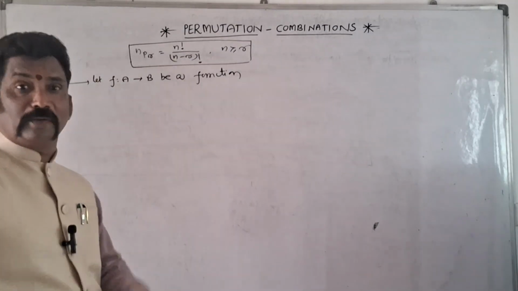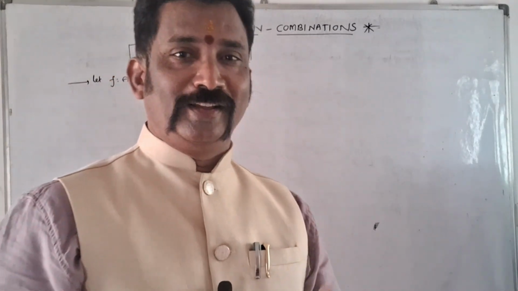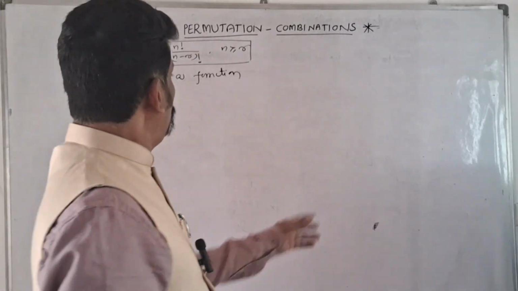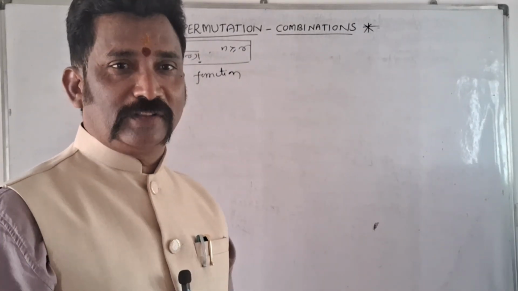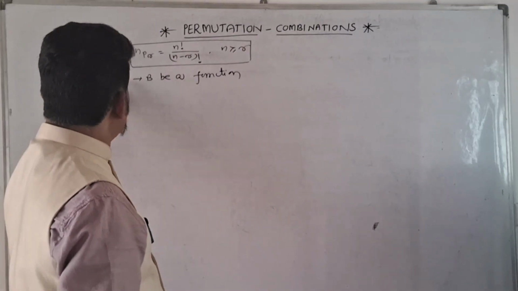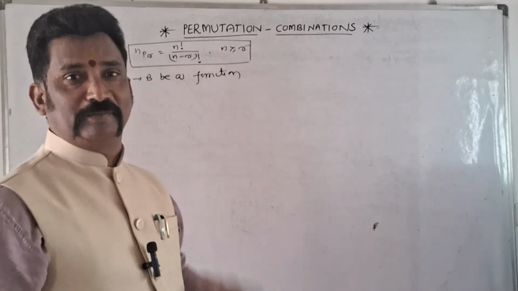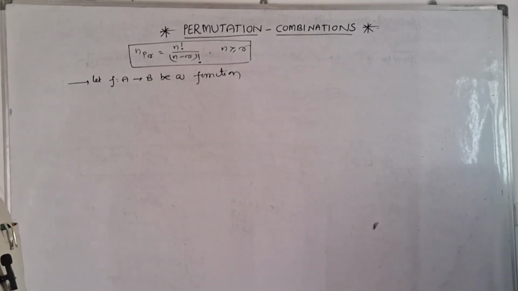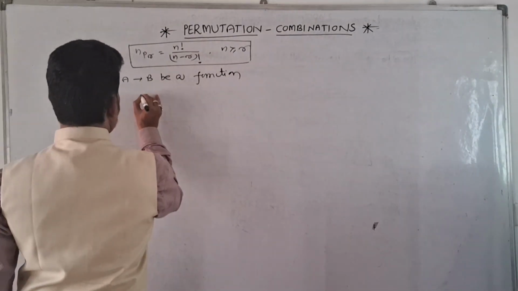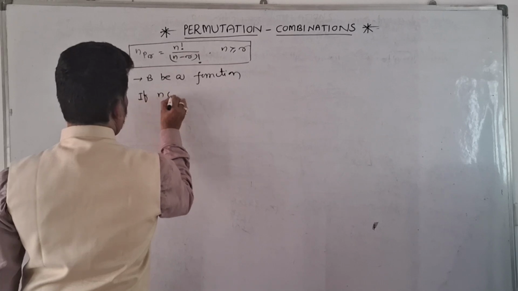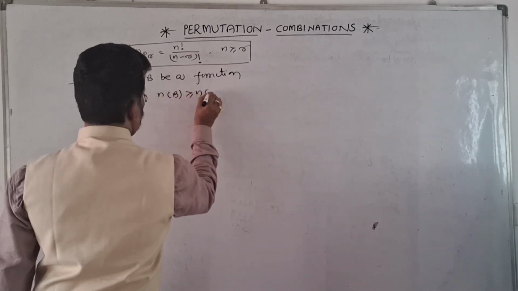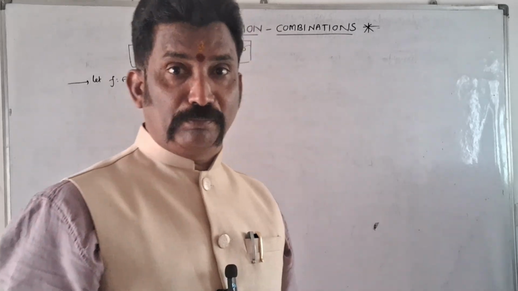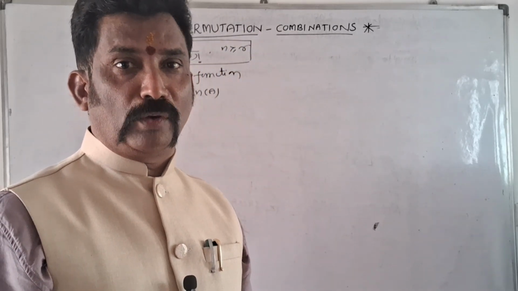Fun is very important. Without fun, you can't define a function. So here, let f map A to B be a function, whatever the nature of the function. Here, A is called the domain and B is called the codomain. And suppose n of B is greater than or equal to n of A, that is, the number of points in the set B is greater than or equal to the number of points in capital A.